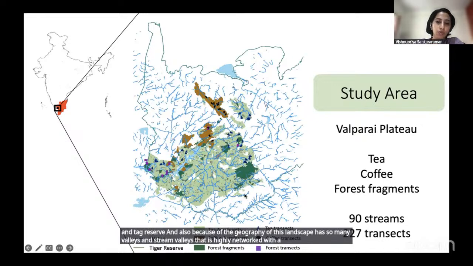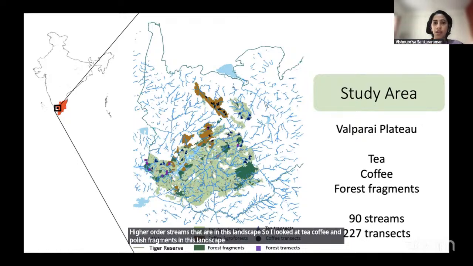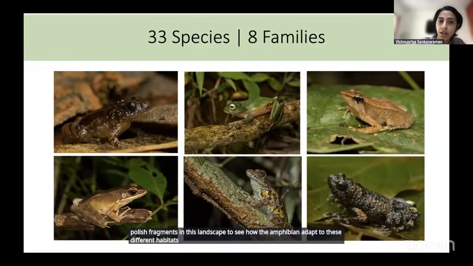You can tell all these blue lines are actually higher order streams that are in this landscape. So I looked at tea, coffee, and forest fragments in this landscape to see how the amphibians adapt to these different habitats. And in this study, we found 33 species of frogs from 8 different families.